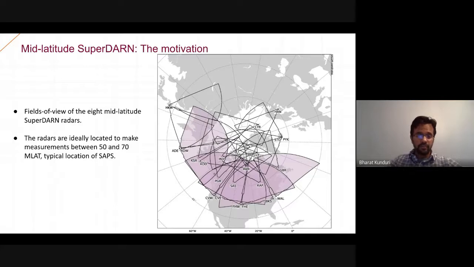But basically, my study is focused on the US mid-latitude SuperDARN radars, and I'm going to use data from 6 to 8 mid-latitude SuperDARN radars. As you can see, a significant advantage of these radars is that they're ideally located to make measurements between 50 and 70 degrees magnetic latitude, and that's the typical location of SAPS as observed by DMSP and other satellites and Millstone Hill ISR.